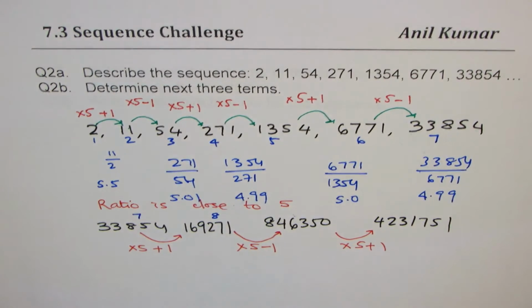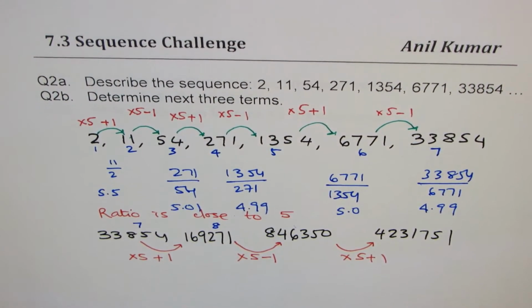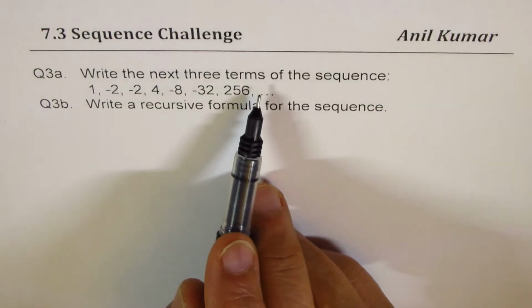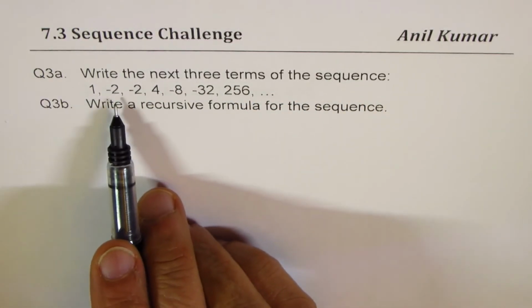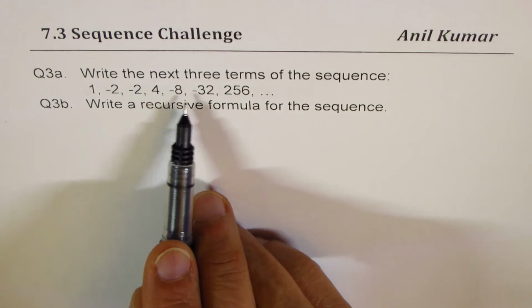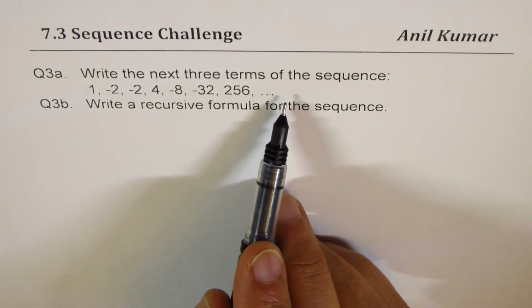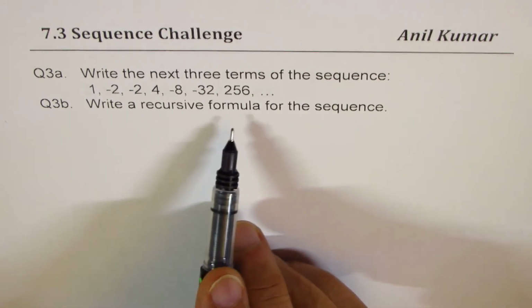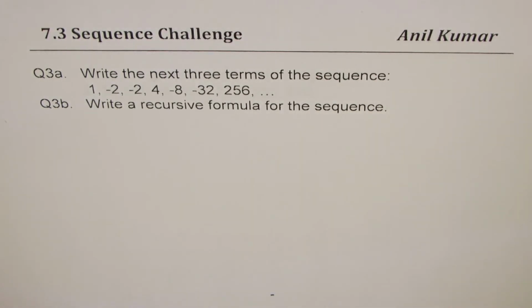So let's move on and take up the solution for question 3. Here is question number 3, and I hope you are enjoying this journey of learning how to form the sequences, and now we will see how to write formulas for them. Question number 3 here is, write the next 3 terms of the sequence 1, minus 2, 4, minus 8, minus 32, 256, and so on. And part B is, write a recursive formula for the sequence, right?